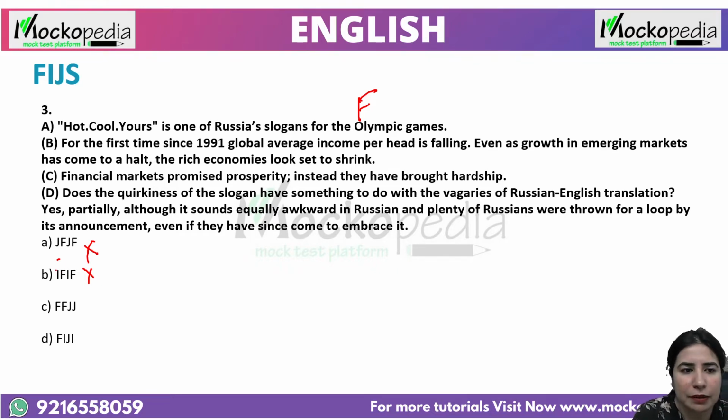For the first time since 1991, global average income per head is falling. Even as growth in emerging markets has come to a halt, the rich economies look set to shrink. तो look set to shrink.